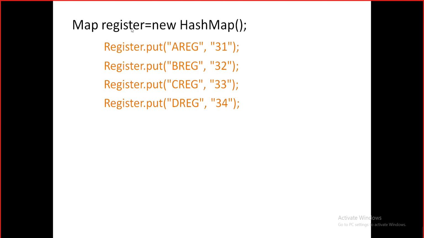Another hash map is required to store the registers. The values I am assigning to the registers are 31, 32, 33, 34. You can take up any value. You can also take 1, 2, 3, 4. It depends upon what exactly you want to use or what format you want to follow. So I stored all the register names A reg, B reg, C reg, D reg as the key and their corresponding values in the hash map.